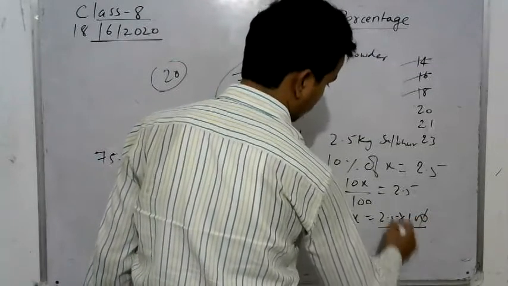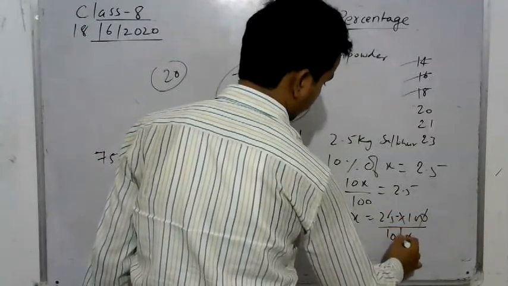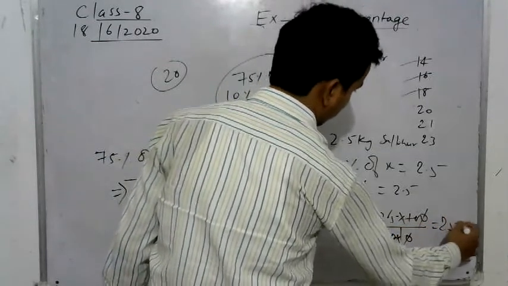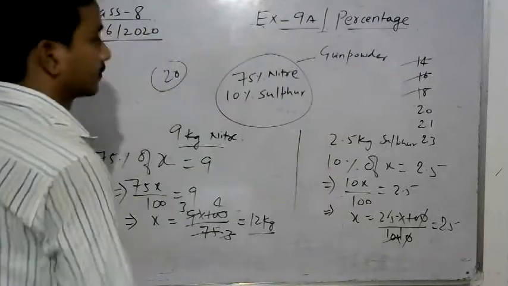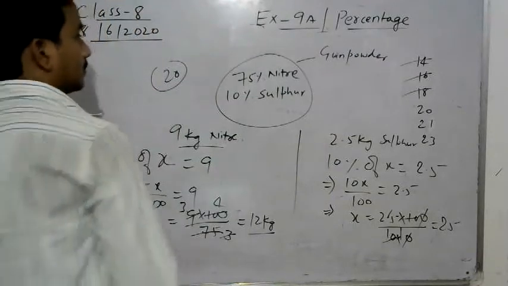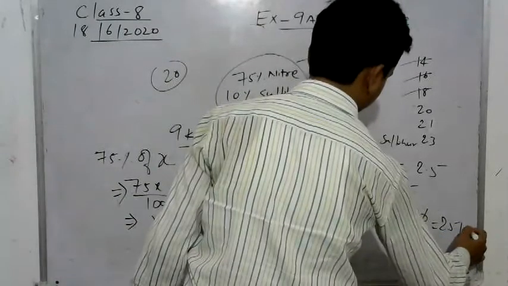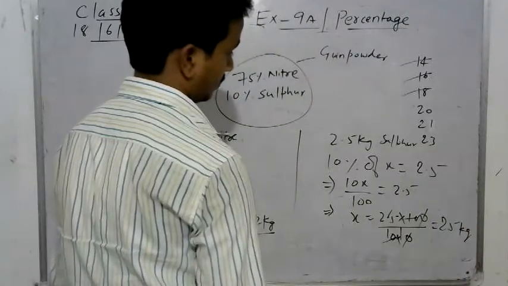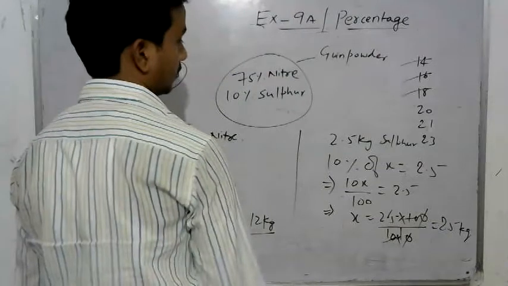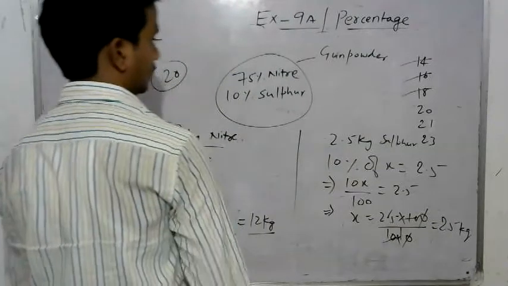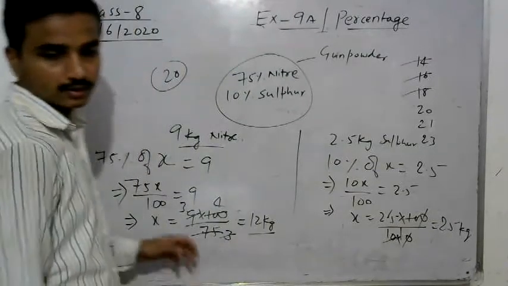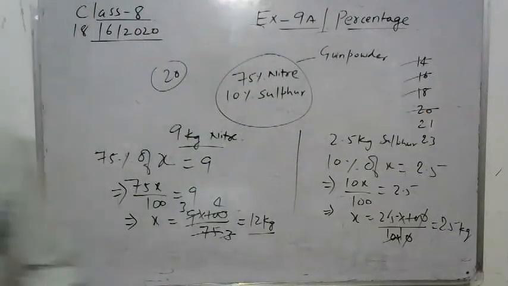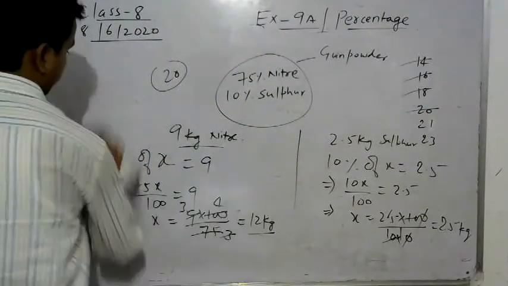So 10 from it will cancel 10. So therefore 25 kg. 25 kg is the answer. Okay, 25 kg is the amount of gunpowder. Okay, in this way you will solve this type of problem. 20 is over. Now let's see 21.